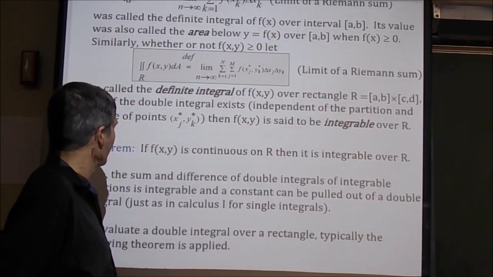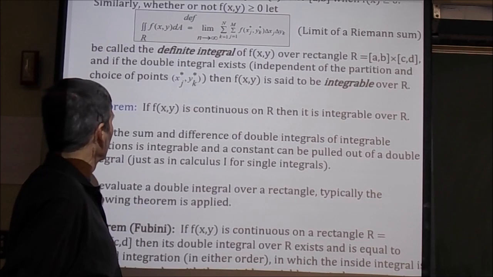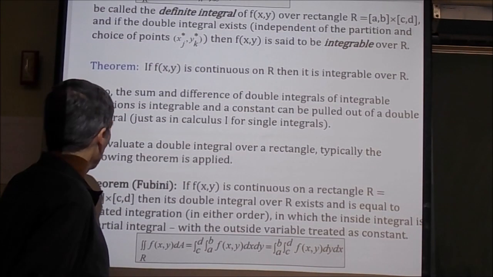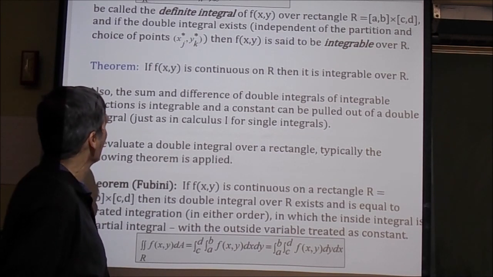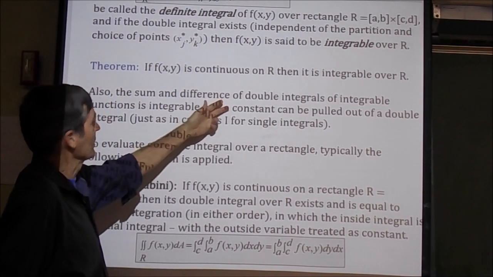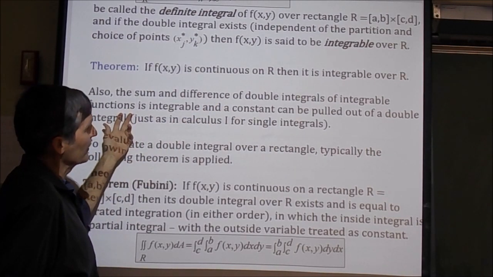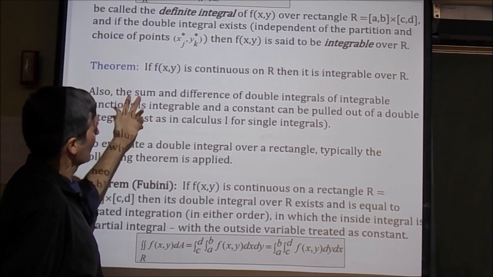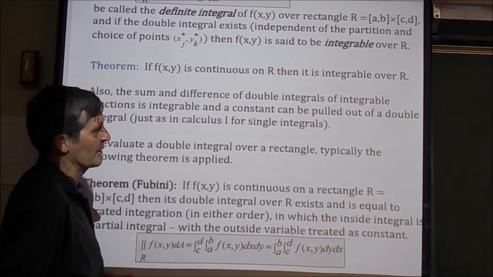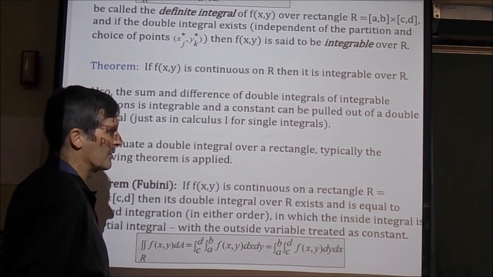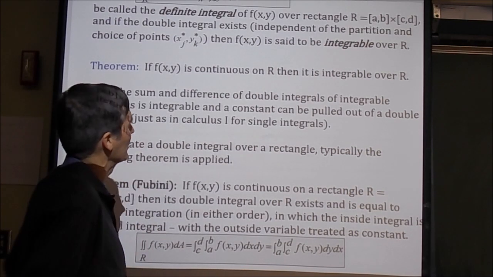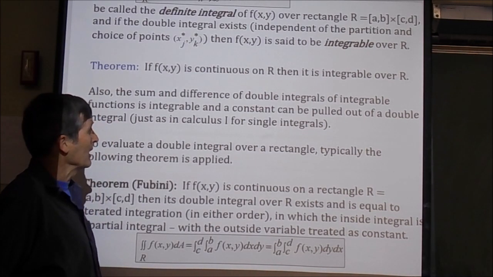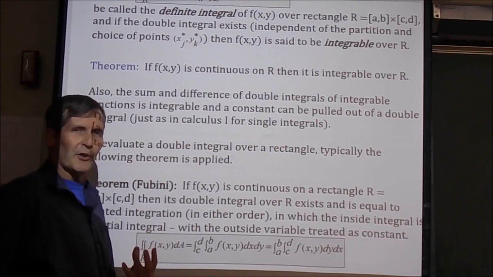That's another definition. And then the question becomes, how can I evaluate it? Well, we have some nice theorems. For instance, the sum and difference of double integrals. If the two individual functions are integrable, the integral of the sum or difference is the sum or difference of the integrals. You can break it up into two double integrals, just like you could in calculus. Or you can pull a constant out of a double integral, just like you could out of a single integral in calculus 1. Then finally, to evaluate a double integral, well, we don't have the fundamental theorem of calculus anymore, right?